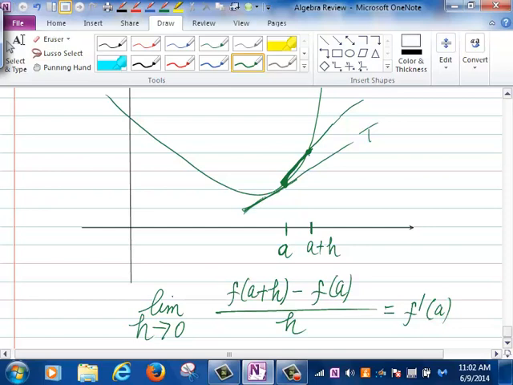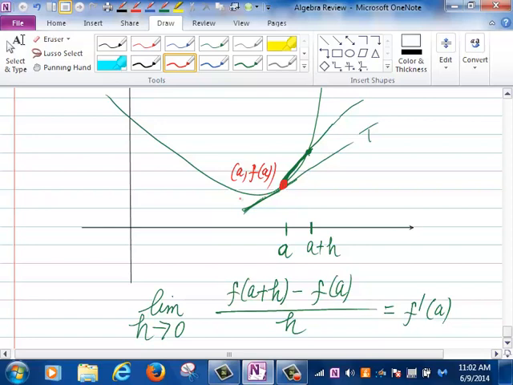So the derivative of the function f at A also gives you the slope of the tangent line at A, right? This point here is the point A comma f of A, and we are saying that the slope of the tangent line at A is given by f prime of A. Is that making sense? Are we doing okay with that?